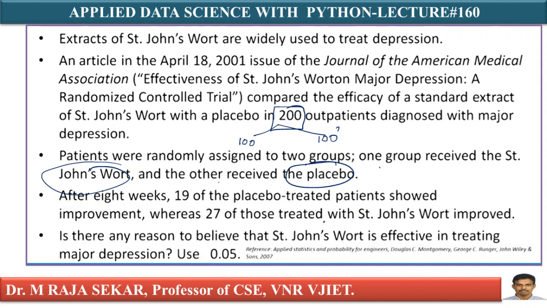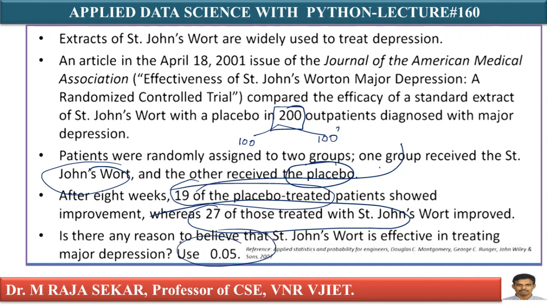Whereas 27 of those treated with St. John's wort improved. Therefore, in the placebo treatment, this is important, 19 of the placebo treated out of 100 improved, whereas 27 of the St. John's wort improved. Is there any reason to believe that St. John's wort is effective in treating major depression using 0.05 level of significance?